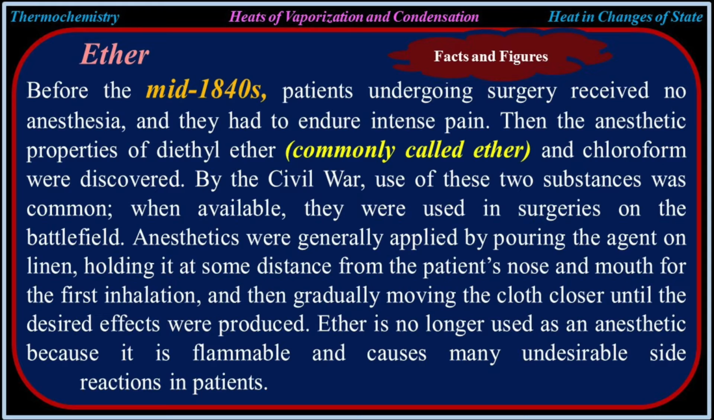Anesthetics were generally applied by pouring the agent on linen, holding it at some distance above the patient's nose and mouth for the first inhalation, and then gradually moving the cloth closer until the desired effects were produced. Ether is no longer used as an anesthetic because it is flammable and causes many undesirable side reactions in patients.